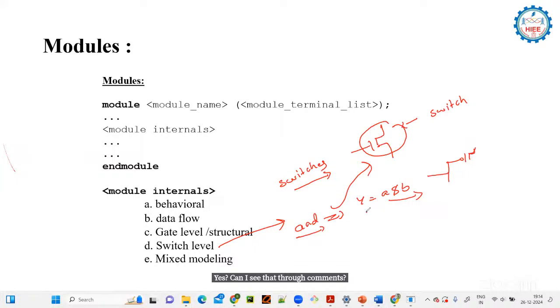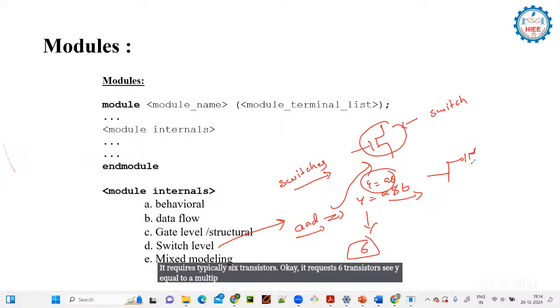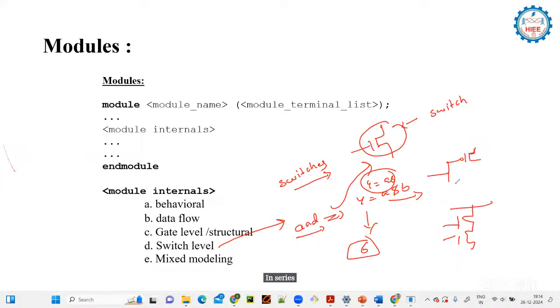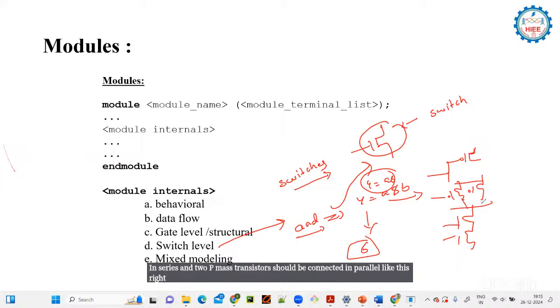Yeah, it requires typically 6 transistors. Okay, it requires 6 transistors. See, Y equals A multiplied with B. It means that it requires 2 PMOS transistors and 2 NMOS transistors. So these NMOS transistors should be connected in series and the 2 PMOS transistors should be connected in parallel like this, right? So this will give you AB bar.